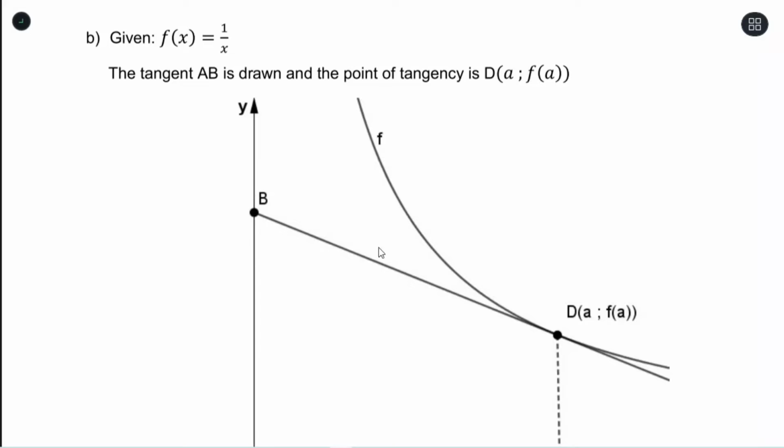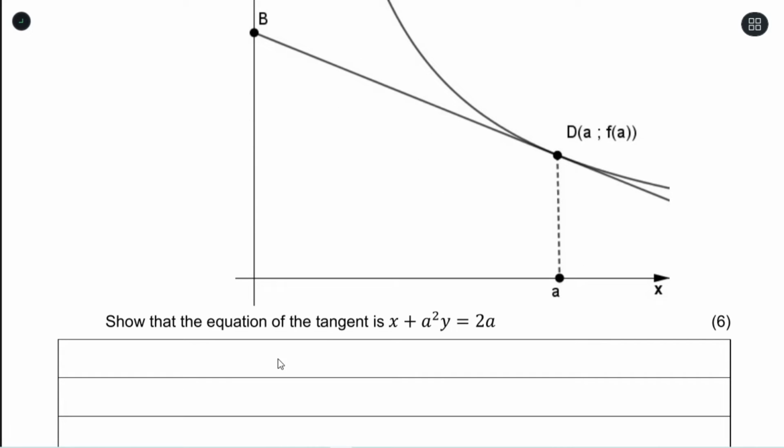Now this question says, given that f(x) is equal to 1 over x, the tangent AB is drawn and the point of tangency is at D, which is a and f(a). Now they say show that the equation of the tangent is equal to this here.